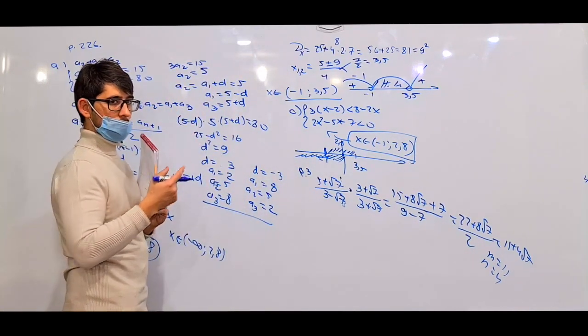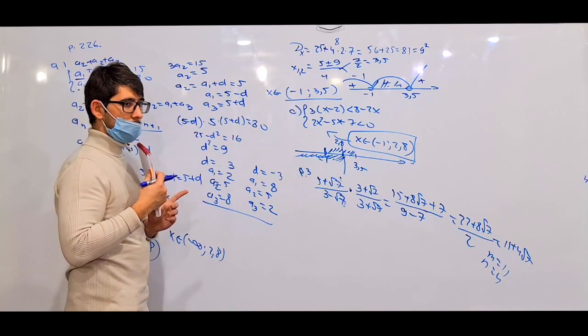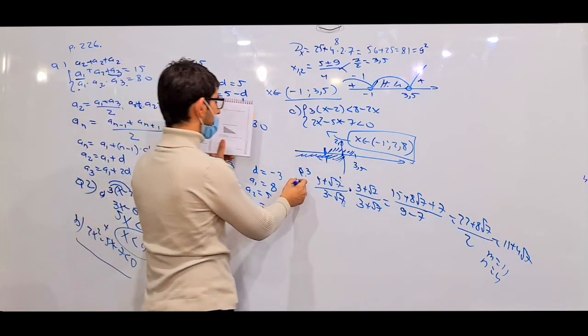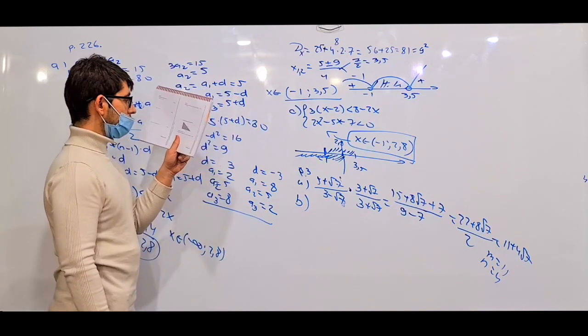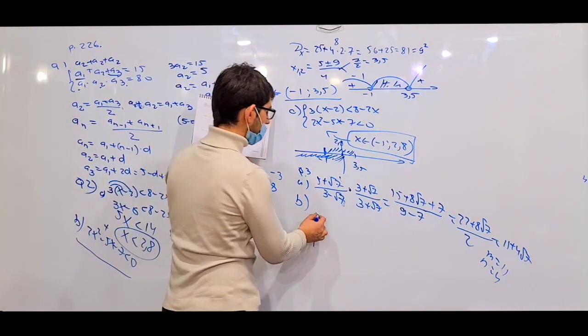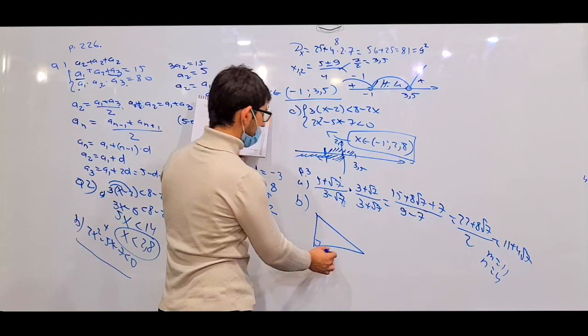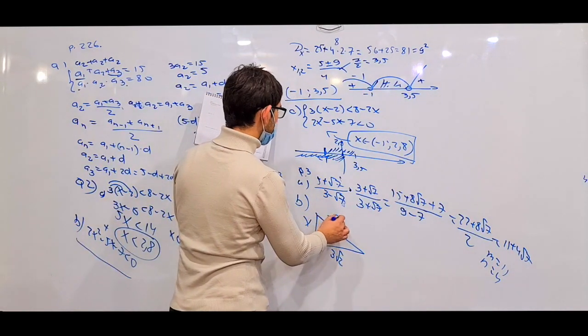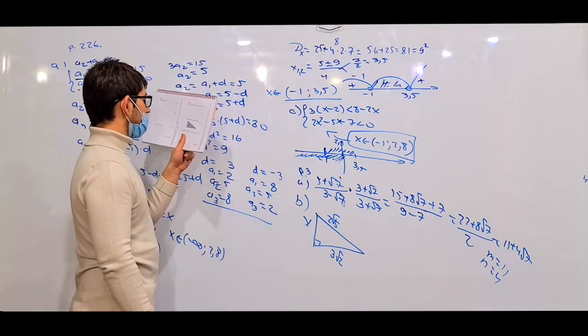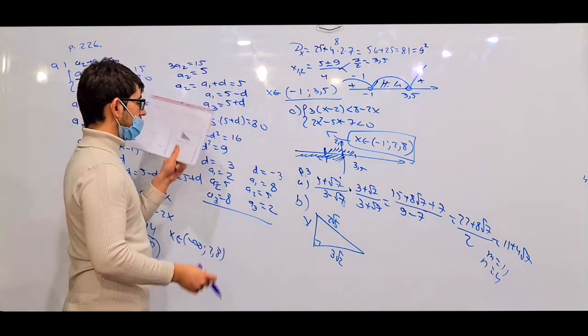Any questions from this question? No? Okay. This was A part. B part. The diagram below shows a right-angled triangle with legs of 3 square root of 2 and x. Your hypotenuse is 2 square root of 5. The other two sides have this length. Find x.